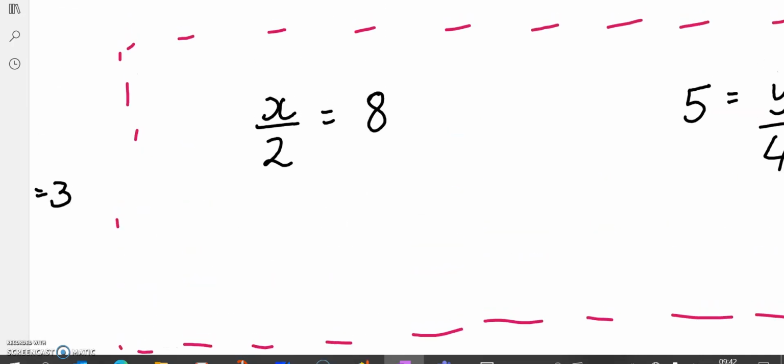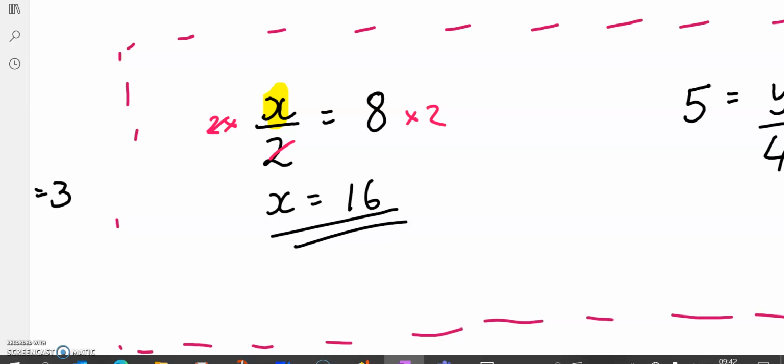So if we have a look here, we want to get the x on its own. At the minute, it's being divided by 2. The opposite of dividing by 2 is timesing by 2. When we times both sides by 2, these two technically simplify, and I'm going to be left with x equals 16. The answer here is 16. Why does that work? Well, 16 divided by 2 is 8.